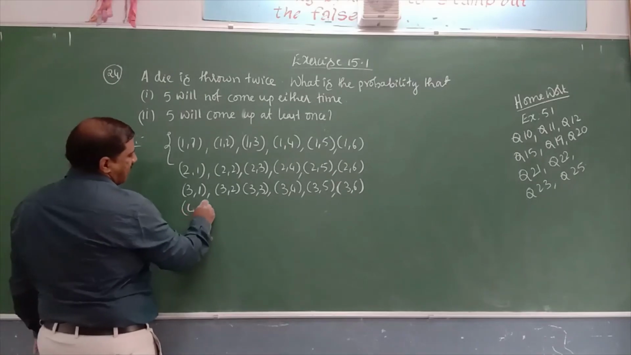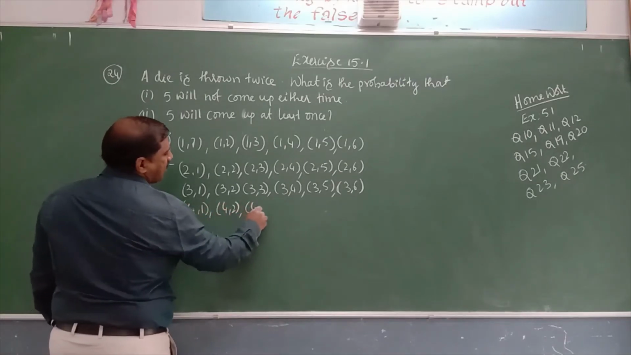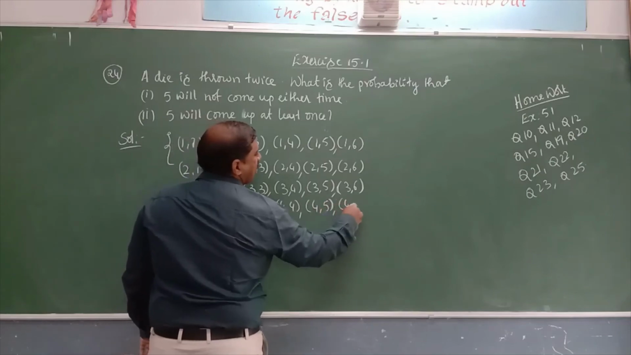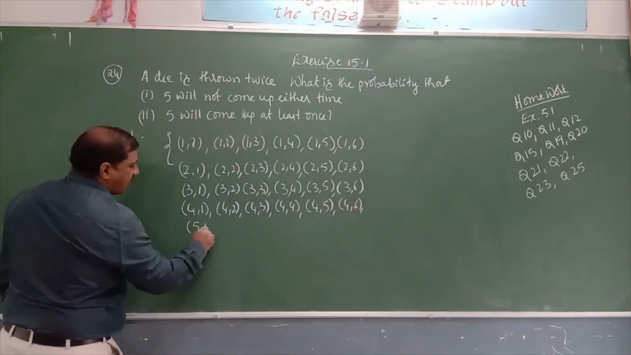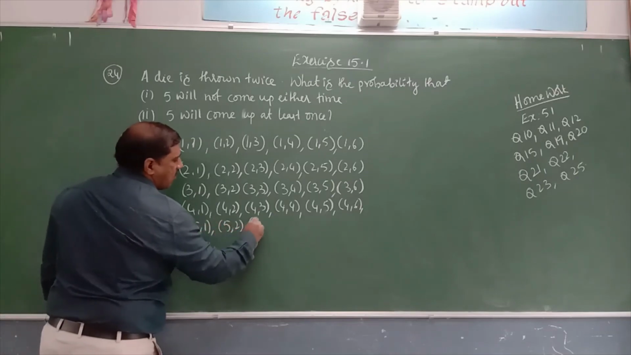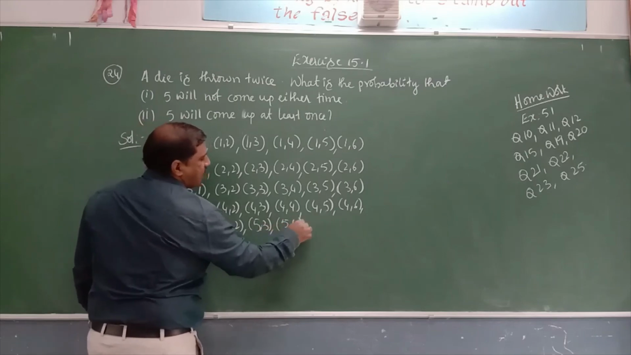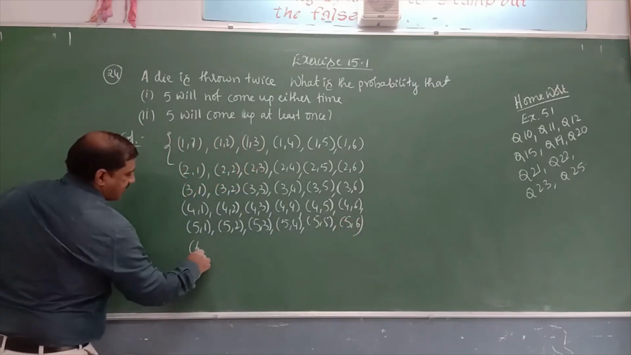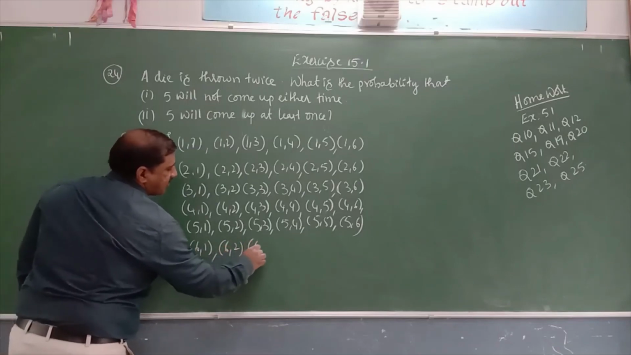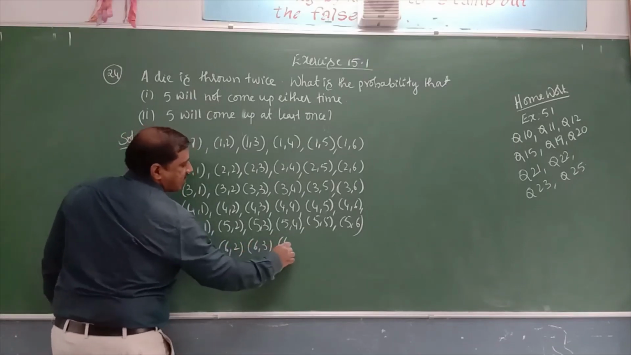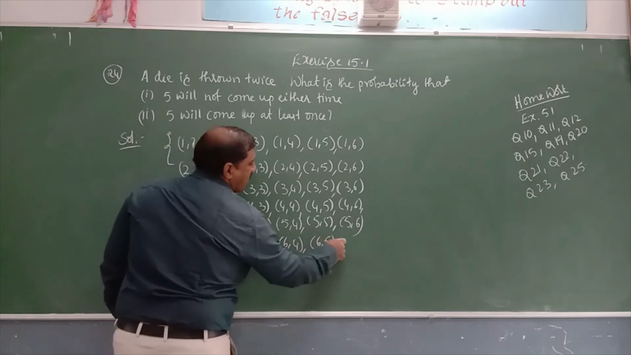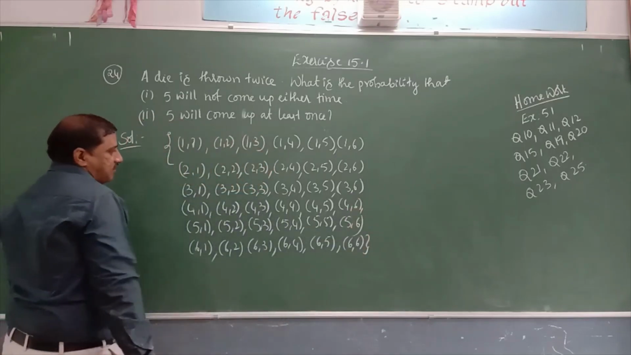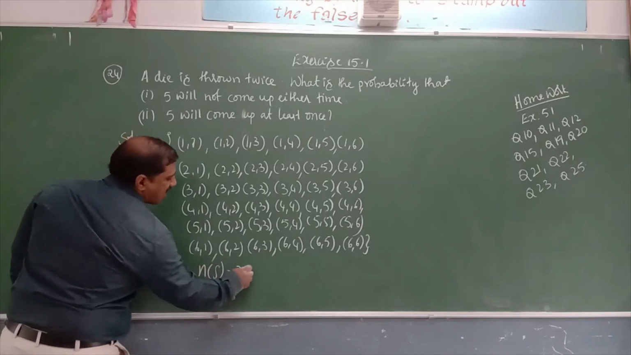With 4: 4,1; 4,2; 4,3; 4,4; 4,5; and 4,6. Similarly, 5,1; 5,2; 5,3; 5,4; 5,5; and 5,6. Then 6,1; 6,2; 6,3; 6,4; 6,5; and 6,6. So what is the total number of outcomes we got? n(S) is equal to 36.